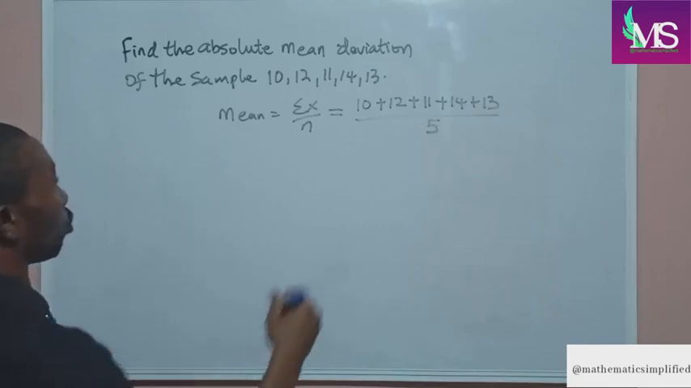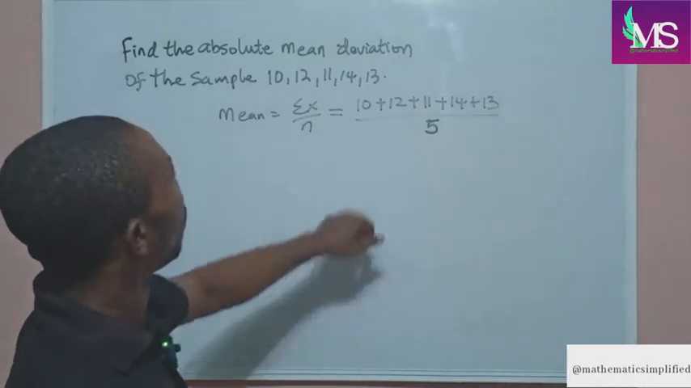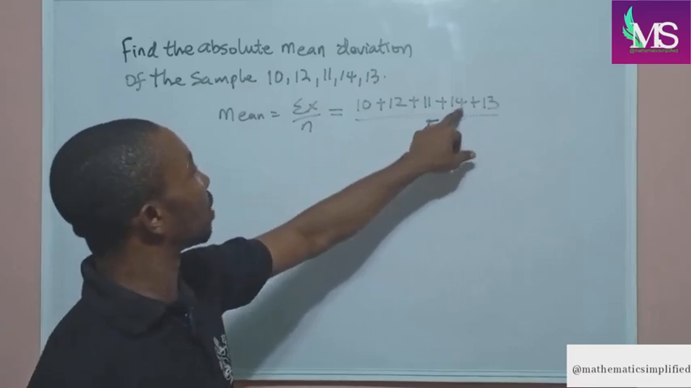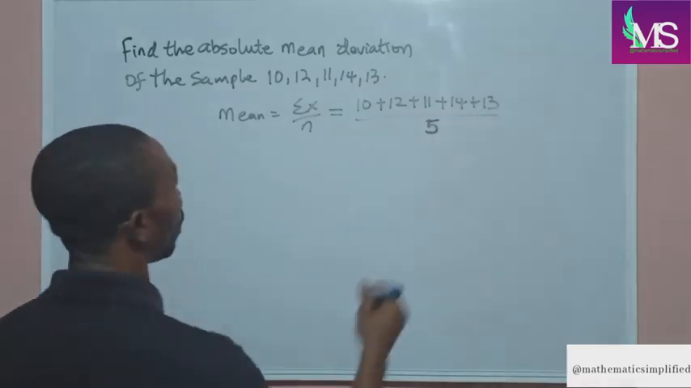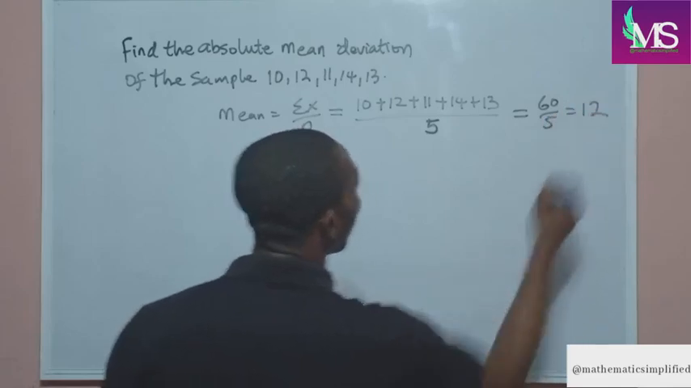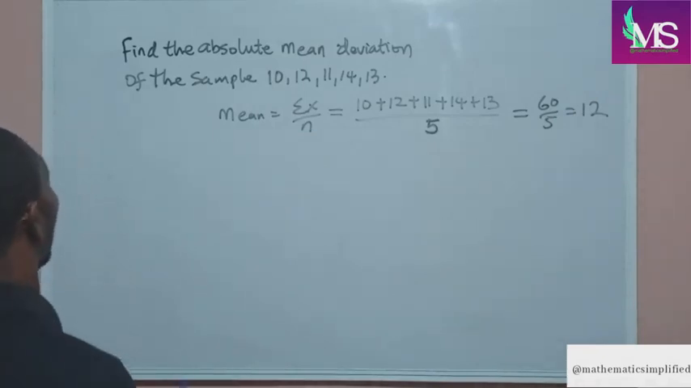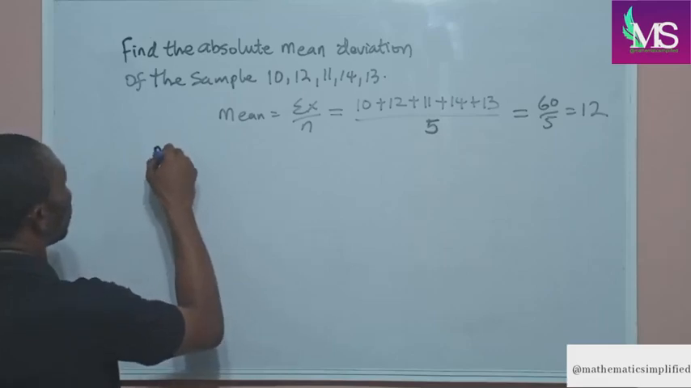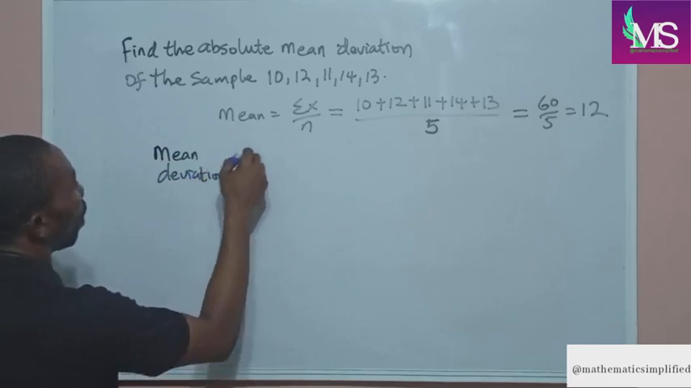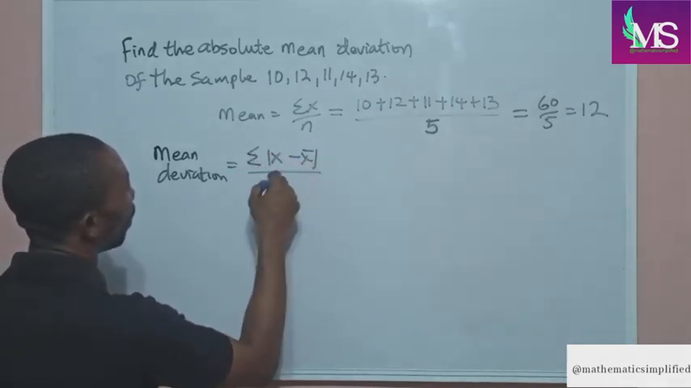Now, the next thing we are going to do is to add this up. So this is 10, 20, 30, 40, 50, 60. So this will give us 60 over 5, which will be 12. So our mean is 12. If our mean is 12, now to find the mean deviation will become summation of x minus x bar all over n.